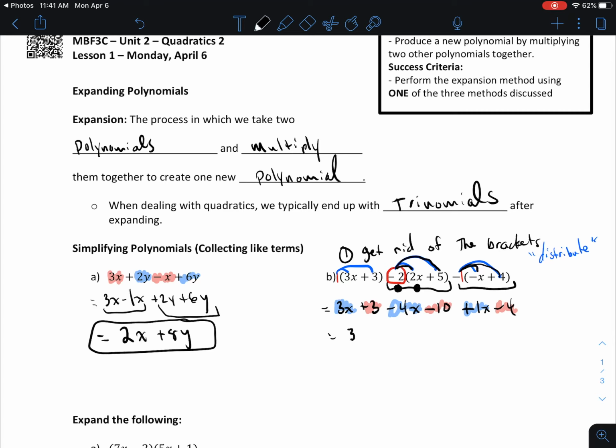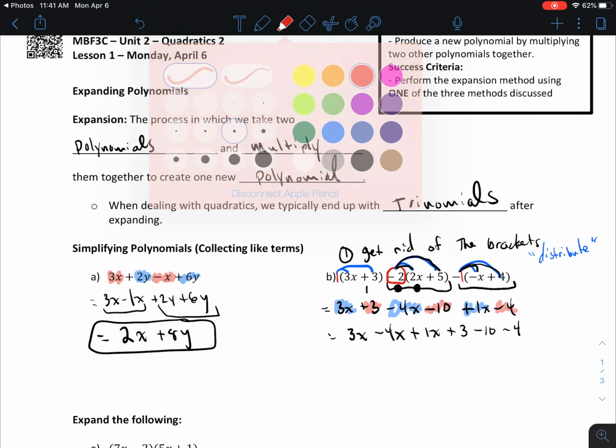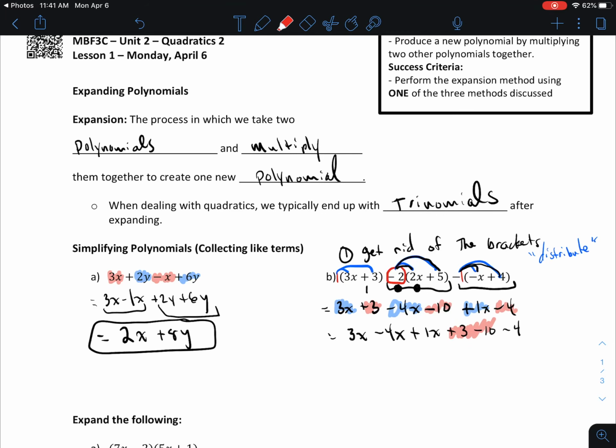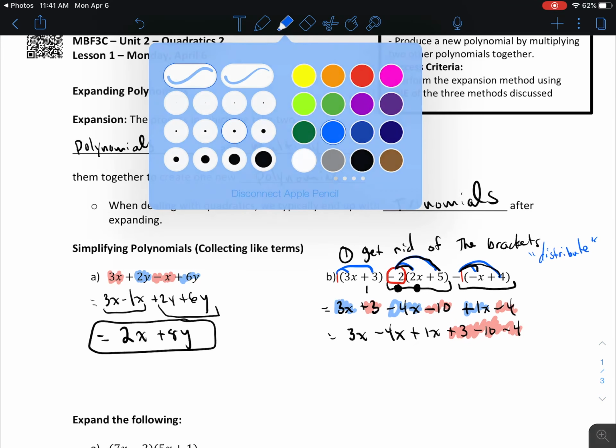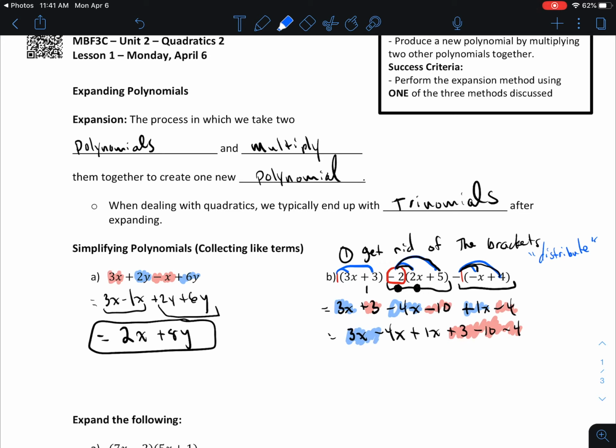Okay, so my next line here is going to be 3x minus 4x plus 1x, right? And then I'm going to start here at the 3. I'm going to get plus 3 minus 10 minus 4. Okay, those are all the red terms. You see how all I've done here is take the red terms and group them together, and I took the blue terms and I grouped them together, right? And now I can do the math on the blue and red separately.